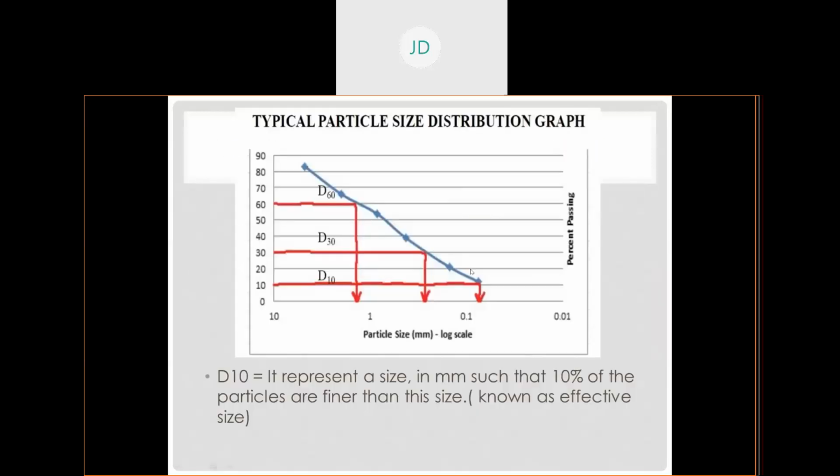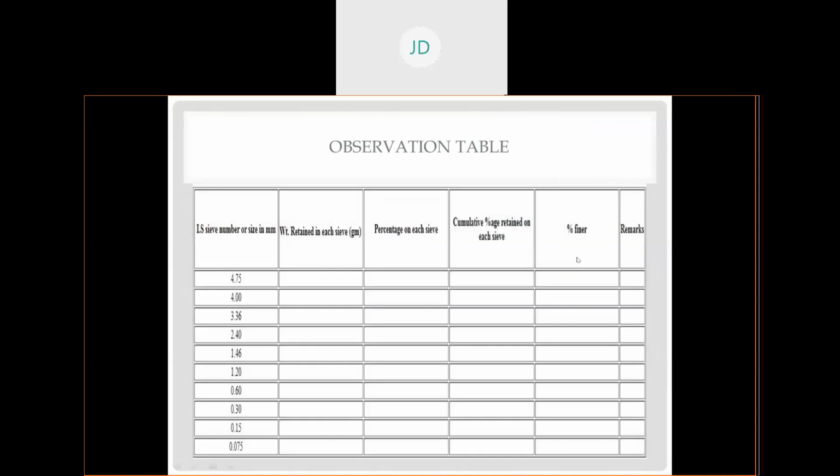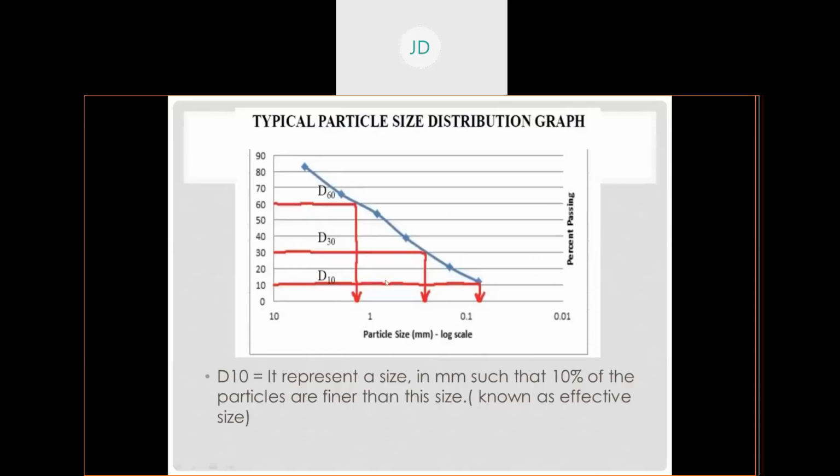Here I already told you this is a semi-log graph paper. Now you can see this axis is in a larger size, so 0.01, 0.1, 10, it will come like this. Or you can also alter this x-axis: start from 0.001, then 0.1, then 1, then 10, like this also. And the y-axis represents your percentage finer. Percentage finer is the fifth column. Whatever percentage finer values you have got with respect to different sieve sizes, you have to plot here.